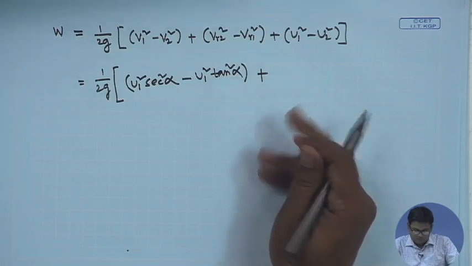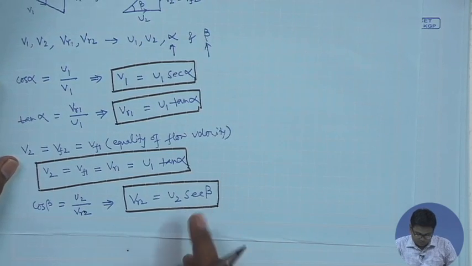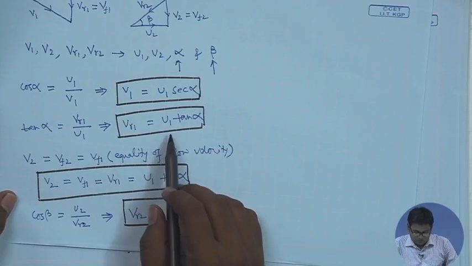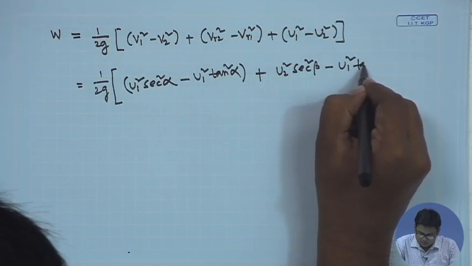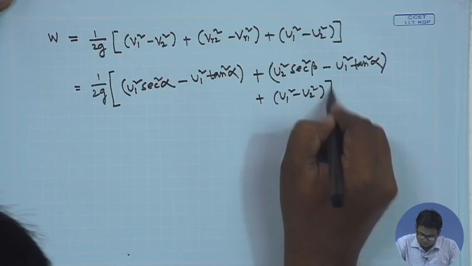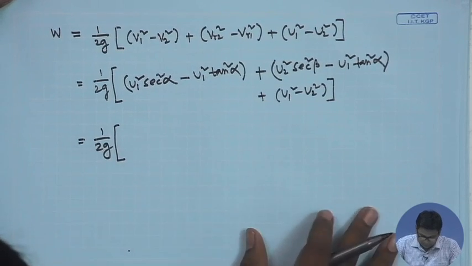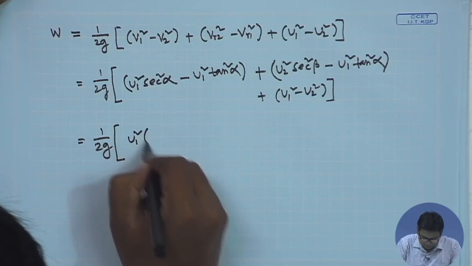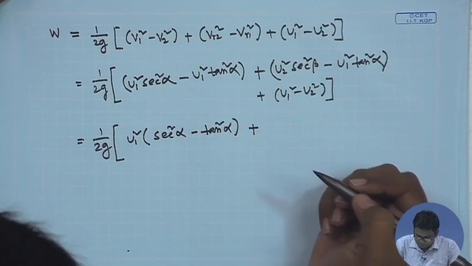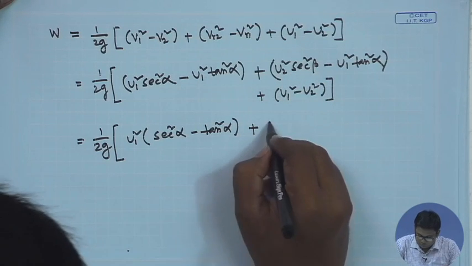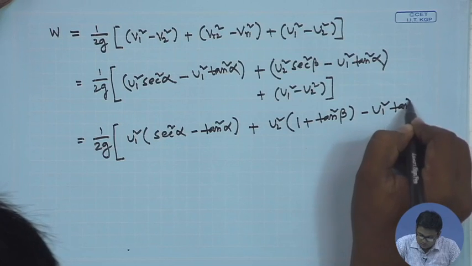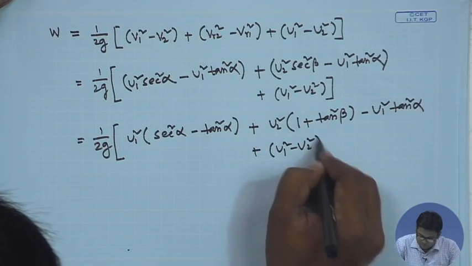Now let us substitute Vr2 and Vr1. So Vr2 is obtained as U2 sec beta, so U2 square sec square beta. And Vr1 is obtained as U1 tan alpha, so U1 square tan square alpha. And we will keep U1 and U2 as it is. Here we can take U1 square common. So this will be sec square alpha minus tan square alpha plus, now we can transform the sec square beta in terms of tan square. So U2 square into 1 plus tan square beta minus U1 square tan square alpha plus U1 square minus U2 square.